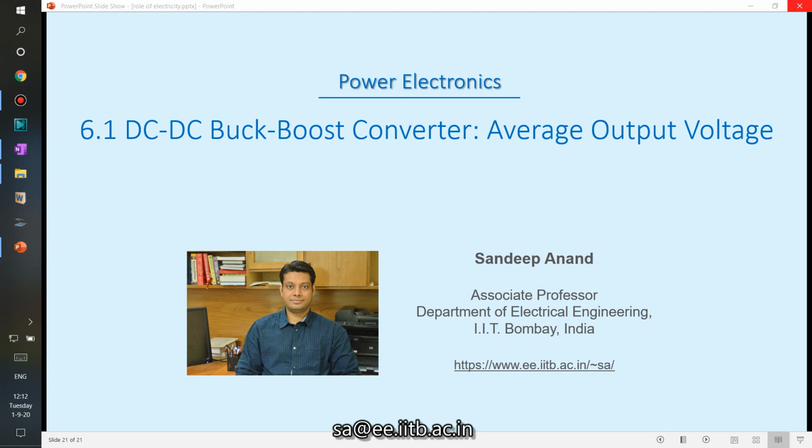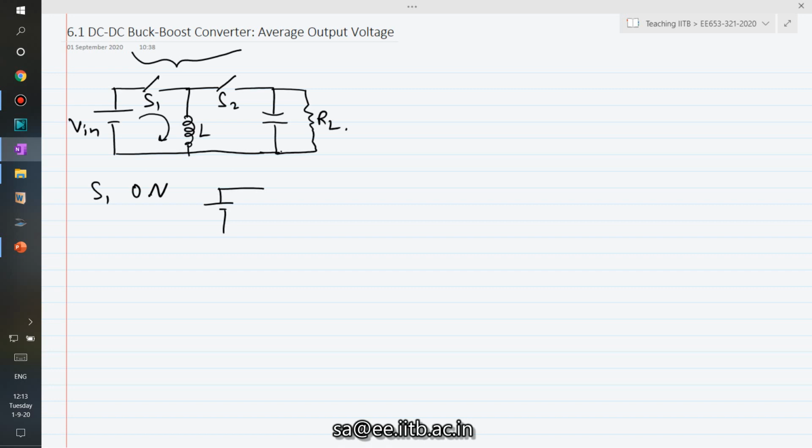In that case, sometimes you may want to do a buck operation when the panel voltage is more, and sometimes you may want to do a boost operation when the panel voltage is less, so that your load or the other terminal of the converter can be maintained at a constant voltage. So sometimes you may need a buck conversion, sometimes you may need a boost conversion. So how can we do that? That is what we would see in this video.